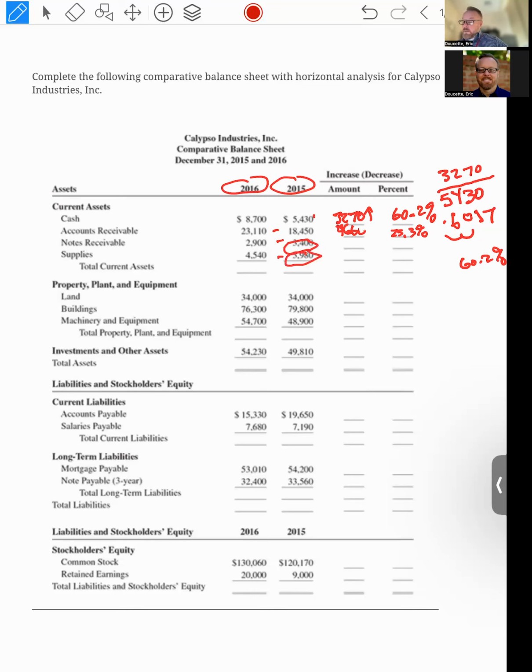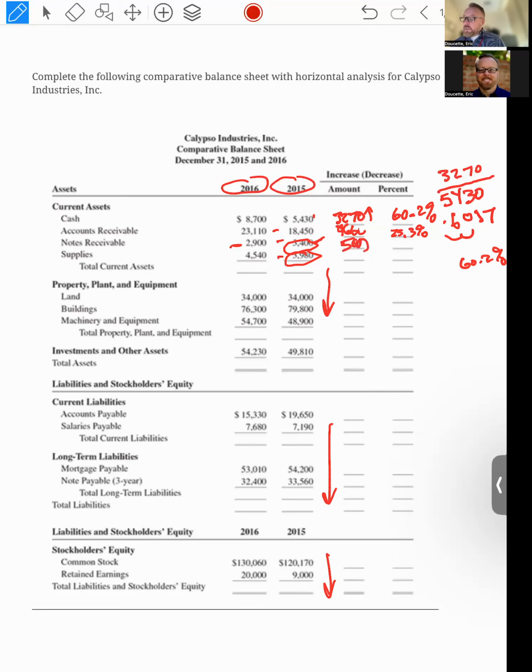So you do that all the way down, and you're going to see what amount of change you've had. Now notice, let's look at this one here, notes receivable. In 2015, you had 3406, but in 2016, you only have 2900. So again, you just need to find the difference in this case. The difference between those two comes out to $500.